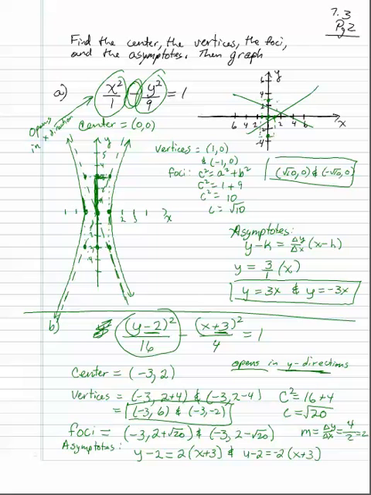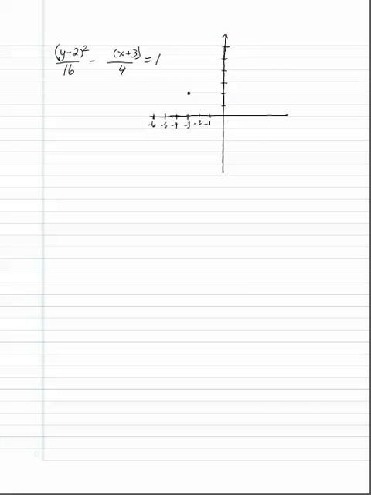Okay, let's graph this. Next page. So the center was (negative 3, 2). In the y direction, I'm going to go up 4, down 4. The x direction, I'm going to go right 2, left 2. Make my fundamental rectangle. Oops.